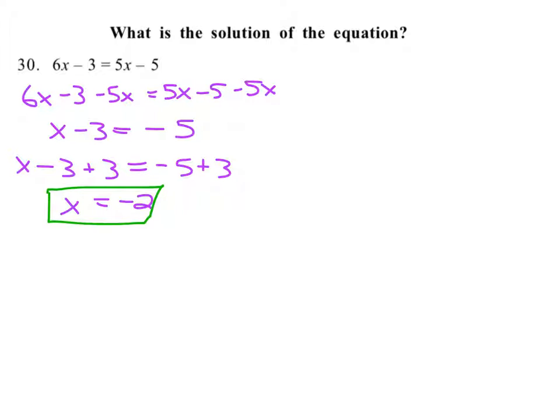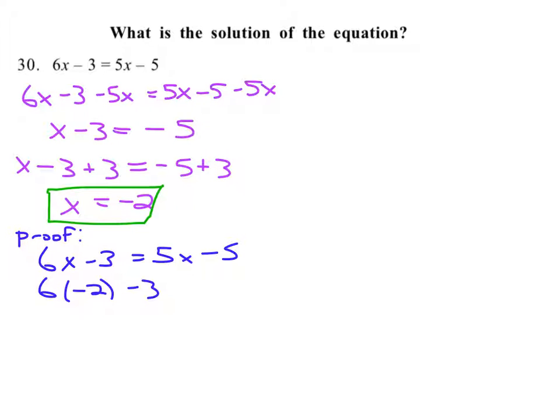And let's do a proof on that. I'm going to do the proof right below it, just in a different color. It's easier for me to write. I'm left-handed, so it's easier for me to write over here on this side. And we get 6x minus 3 equals 5x minus 5, where 6 parentheses negative 2, minus 3 equals 5 parentheses negative 2 minus 5.